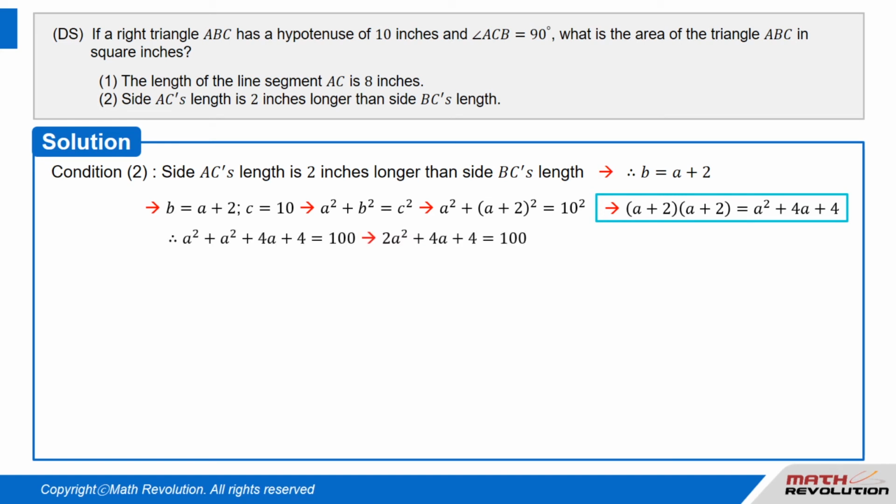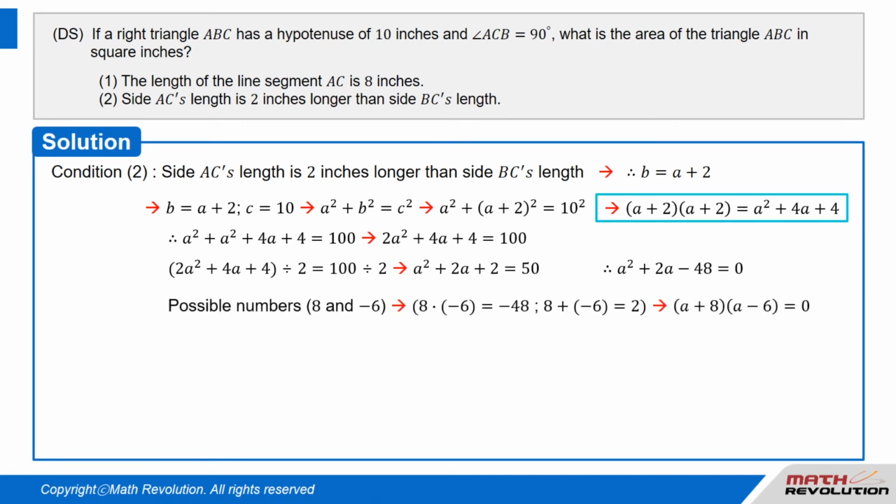So the equation becomes a squared plus 4 times a plus 4 equals 100, or 2 times a squared plus 4 times a plus 4 equals 100. Now by dividing the equation by 2, we get a squared plus 2 times a plus 2 equals 50. Bringing the 50 over gives us a squared plus 2 times a minus 48 equals 0. We need to factor this by finding 2 numbers that multiply to negative 48 and add to 2. Possible numbers are 8 and negative 6.